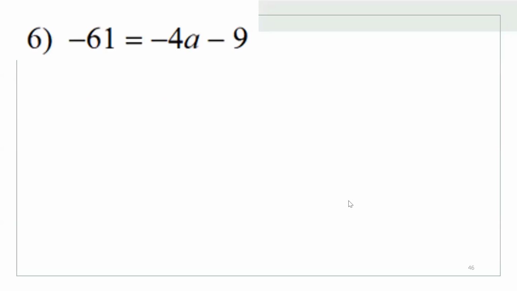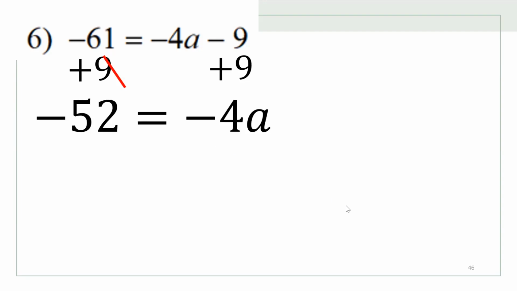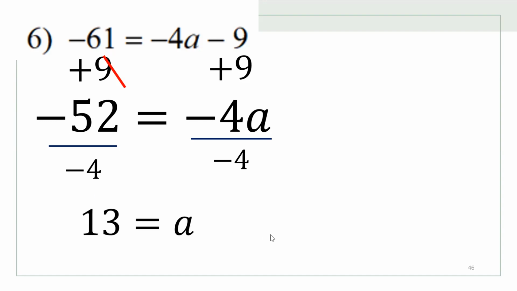All right, number 6. Variables on the right side. We got -4a minus 9. So let's get rid of that subtracting 9 by adding 9 to both sides. -61 plus 9 is -52. Bring down the -4a. How do we get rid of multiplying by -4? We're going to divide both sides by -4. -52 divided by -4 equals 13. a equals 13.